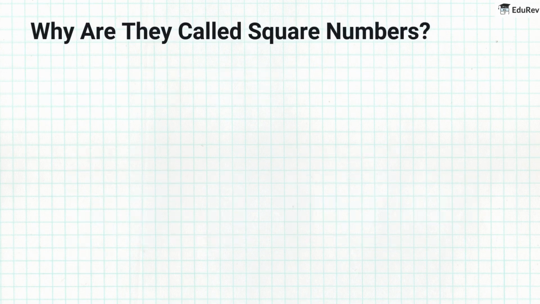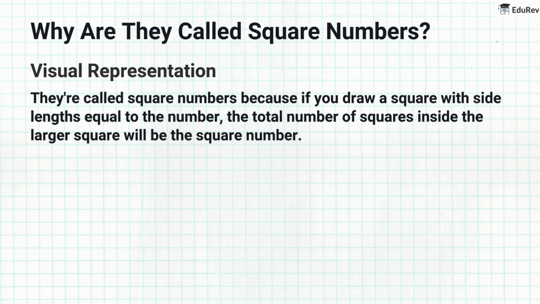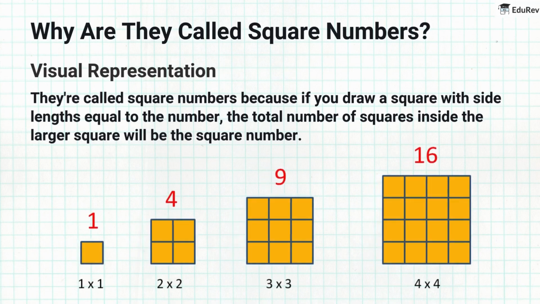Now, why are they called square numbers? They're called square numbers because if you draw a square with side lengths equal to the number, the total number of squares inside the larger square will be the square number. For instance, if you have one square, 1 times 1, that's 1. If you have two squares on each side, 2 times 2, you get 4. For 3 squares on each side, 3 times 3, that's 9, and for 4 squares, 4 times 4, you get 16.